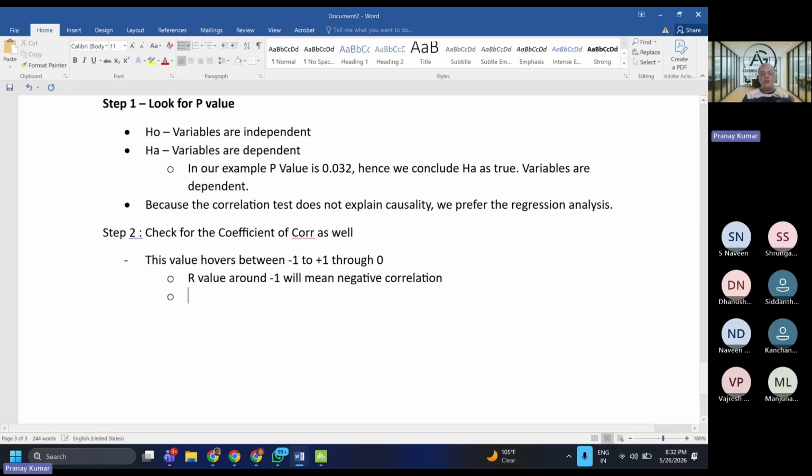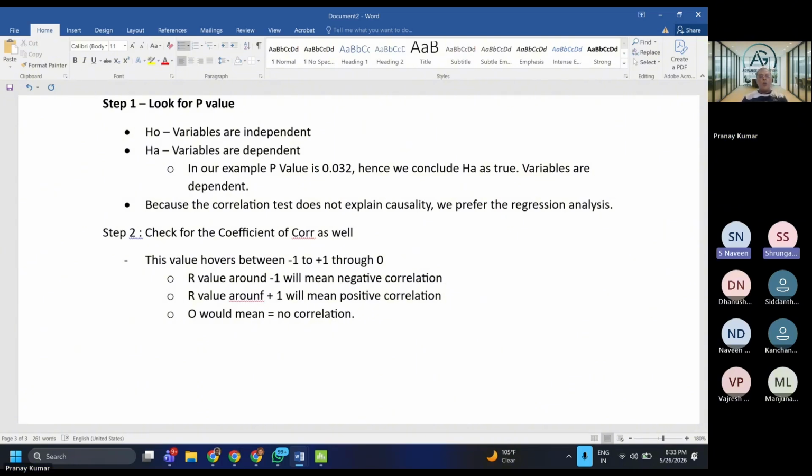While if your R square is around +1, it will mean positive correlation. And a value around 0 means no correlation. Everyone, we're good so far?